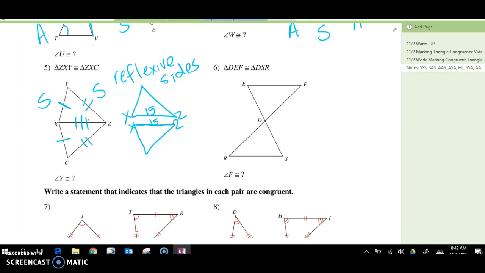Learn, learn. All right, now, besides reflexive sides, we have one more property that we can talk about. Let's look at number 6.